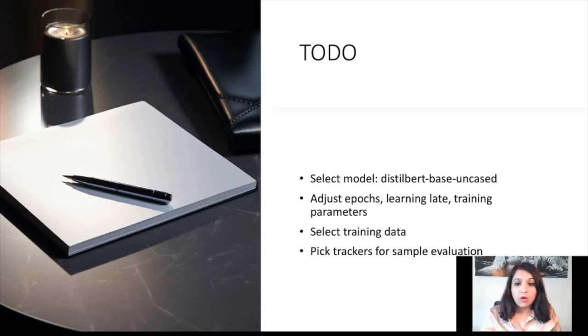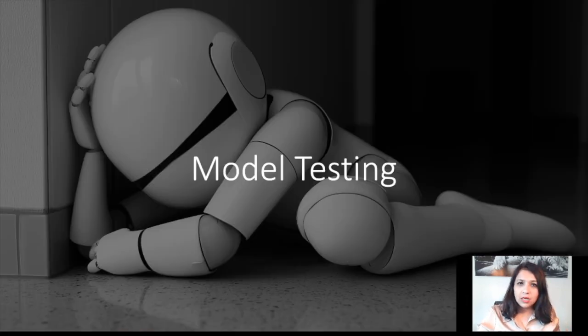And you can pick more trackers for sample evaluation. See which are the known trackers and if your model is able to identify those. For now, we are going to do some more testing. And for model testing, we will go ahead, generate more data using the data generator.py, and then run another script called test_model.py. Here is what we need to do.